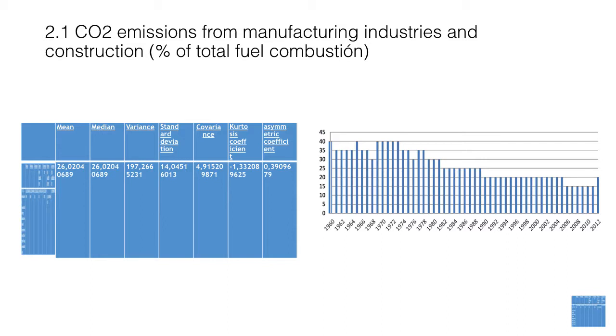In this table, we can see the asymmetry coefficient is almost zero. That's the reason why the mean and the median are quite similar. In terms of kurtosis coefficient, we can know that it's a platykurtic graph. With the variance, we can deduce that the data is strongly different to the mean of the sample.